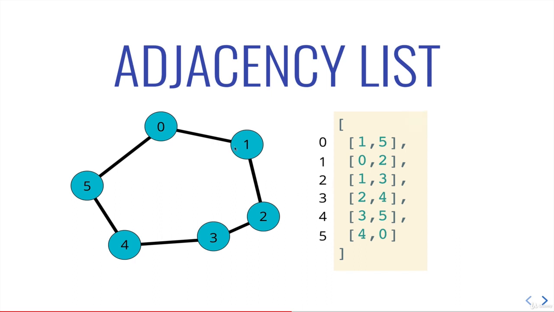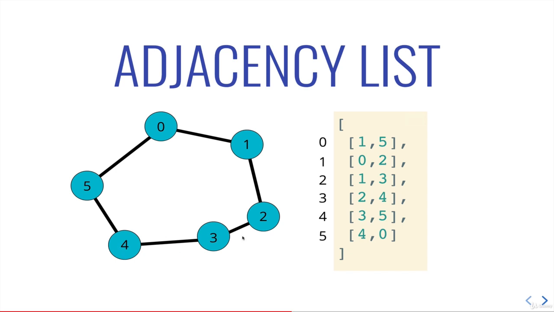So if we wanted to figure out what edges, what connections there were between 3 and its other nodes, the other vertices, we would go to index 3 of our array, 0, 1, 2, 3 right here, and then there's a list there that contains the connections. So there's a connection between 3 and 2 and 3 and 4. As you can see here, those are the edges.